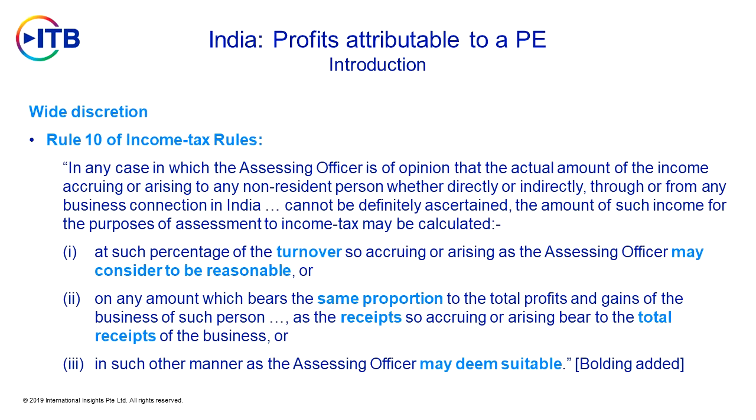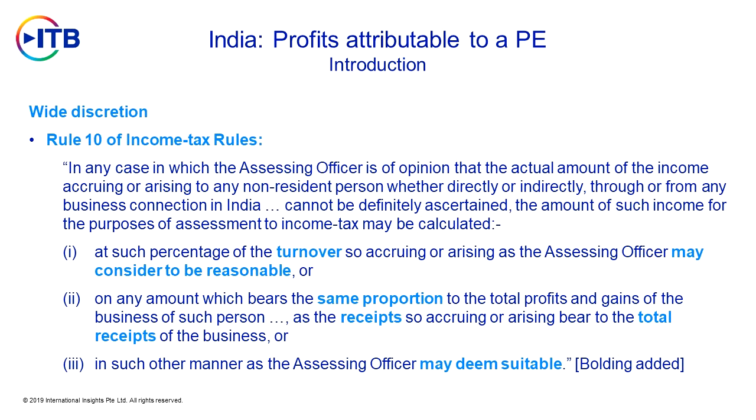Rule 10 says this: in any case in which the assessing officer is of opinion that the actual amount of the income accruing or arising to any non-resident person, whether directly or indirectly, through or from any business connection in India, cannot be definitely ascertained, the amount of such income for the purposes of assessment to income tax may be calculated: 1. At such percentage of the turnover so accruing or arising as the assessing officer may consider to be reasonable, or 2. On any amount which bears the same proportion to the total profits and gains of the business of such person as the receipts so accruing or arising bear to the total receipts of the business, or 3. In such other manner as the assessing officer may deem suitable.